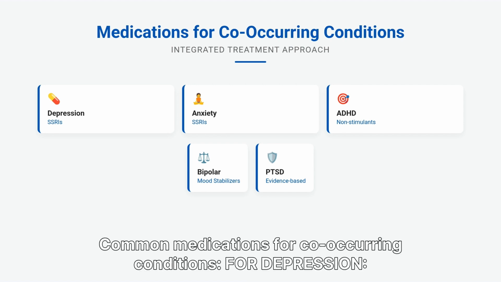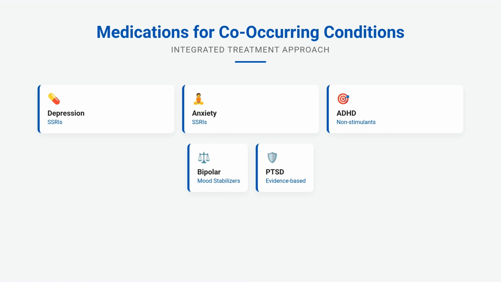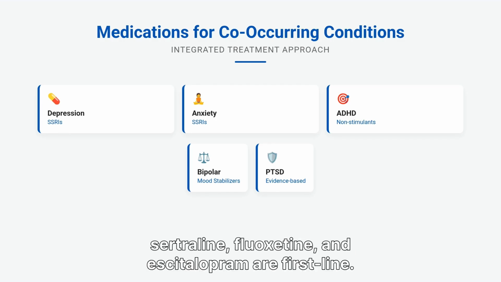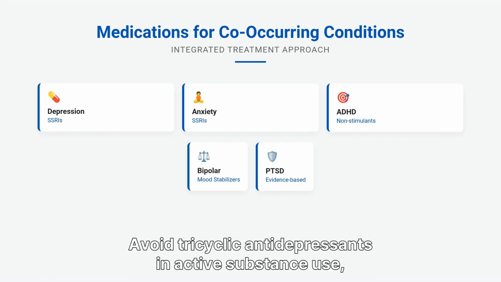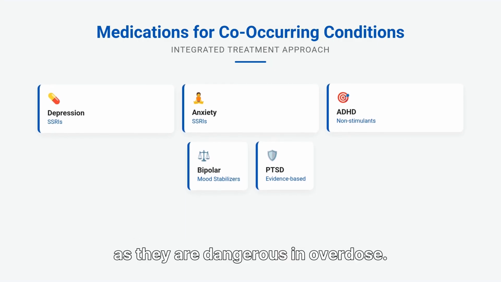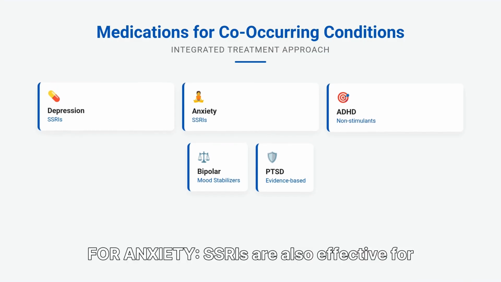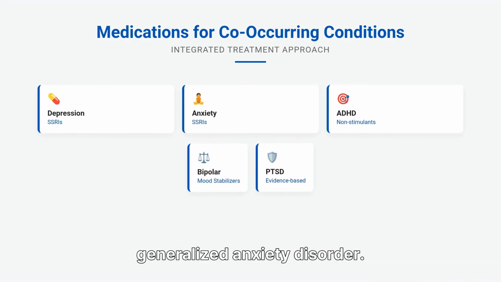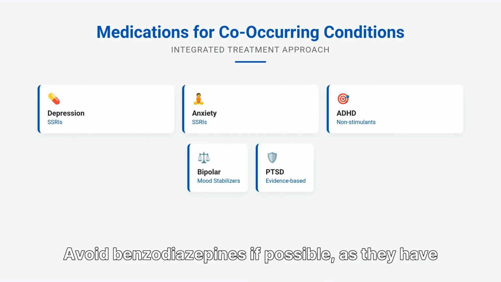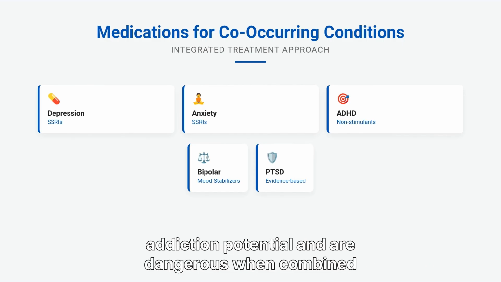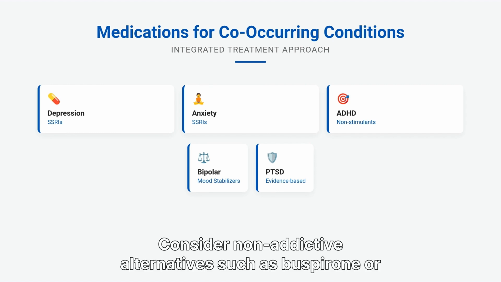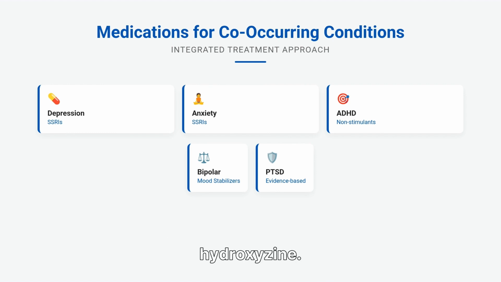Common medications for co-occurring conditions. For depression, SSRIs, selective serotonin reuptake inhibitors, such as sertraline, fluoxetine, and escitalopram are first line. Avoid tricyclic antidepressants in active substance use, as they are dangerous in overdose. For anxiety, SSRIs are also effective for generalized anxiety disorder. Avoid benzodiazepines if possible, as they have addiction potential and are dangerous when combined with opioids or alcohol. Consider non-addictive alternatives such as buspirone or hydroxyzine.